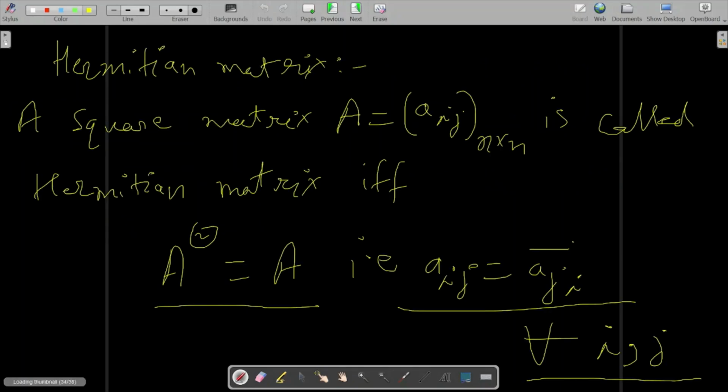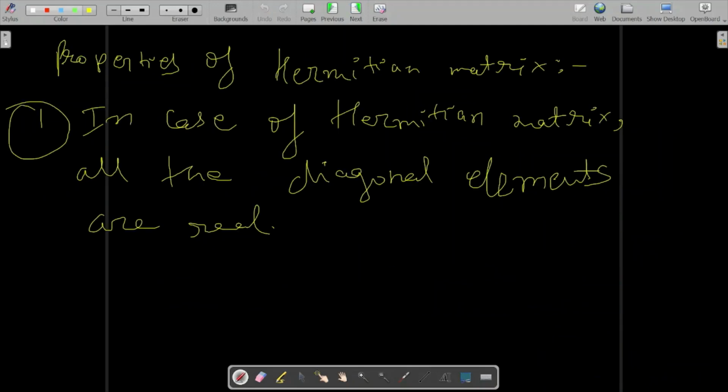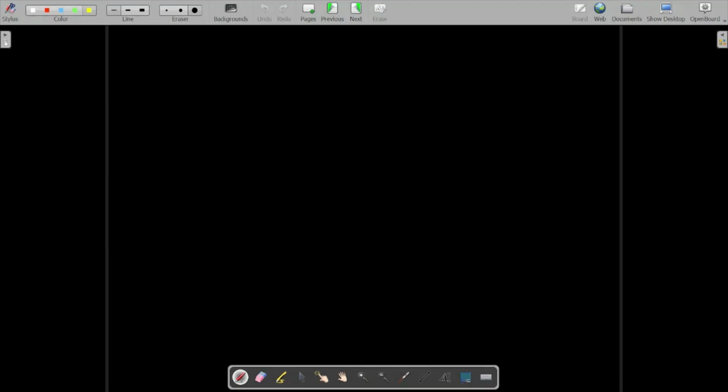Over here you can write aii belongs to the reals for all i. This is also a condition which it must satisfy. So in case of a Hermitian matrix, all the diagonal elements are real. Let's look at the proof of this.